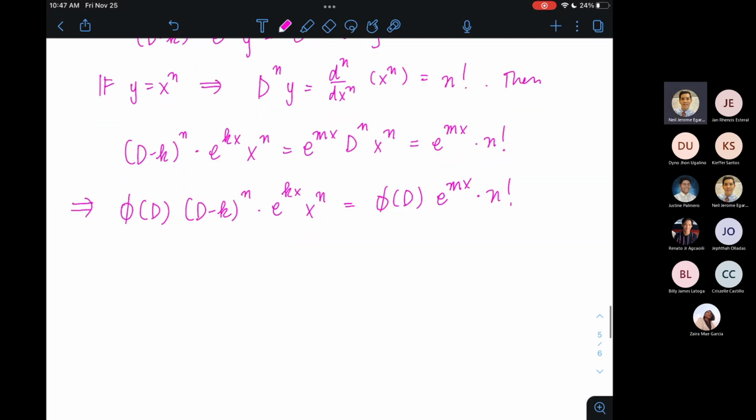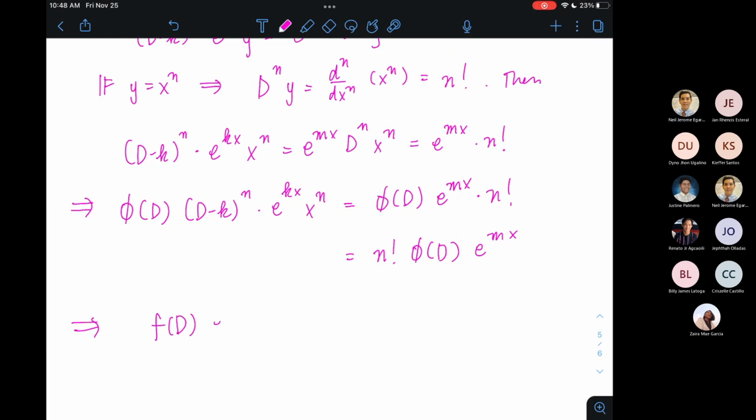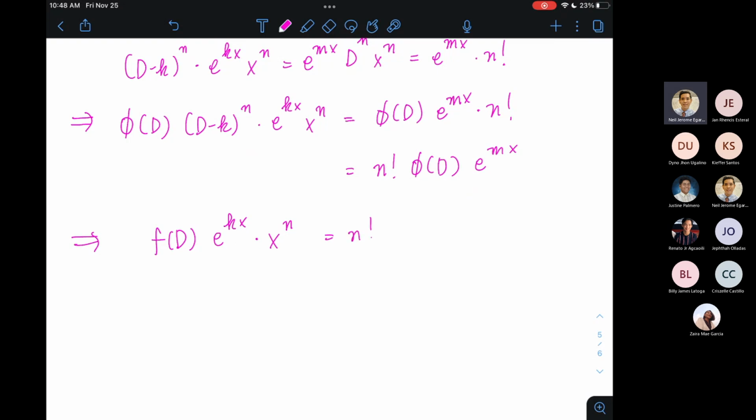So ito yung magiging phi of d applied kay e to the kx times n factorial. And then dahil si n factorial ay constant, lalabas siya kay phi. So we'll have n factorial phi of d applied to e to the kx. Okay? But what do you notice here? Well, tingnan niyo yung left-hand side. Sa left-hand side, meron kang phi of d followed by d minus k to the n. So essentially, this guy is our f of d, right? So let me just write that down. F of d applied to e to the kx times x to the n ay equal kay n factorial phi of d applied to e to the kx.